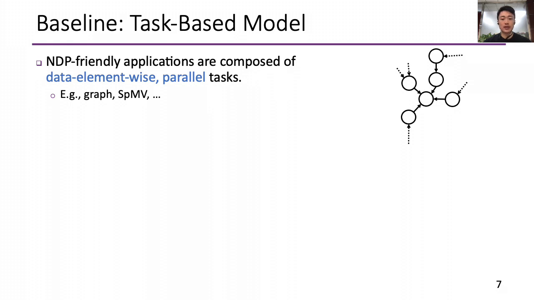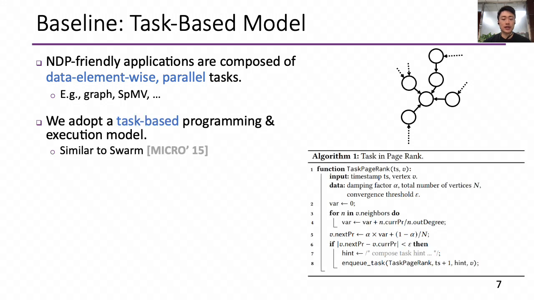We observe that NDP-friendly applications are composed of data element-wise parallel tasks. For example, suppose we're running PageRank on this graph. The application is composed of the PR value updating of each vertex, and the PR value updating of different vertices can be done in parallel. Thus, it is natural to use a task-based programming and execution model in NDP architectures.